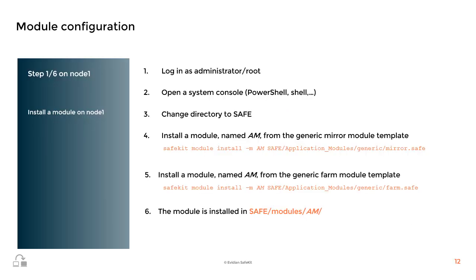Let's start with the first step of our scenario, which involves installing the module on Node 1. Firstly, log in as an administrator or root user on Node 1. This will give you the necessary permissions to execute the safekit command.